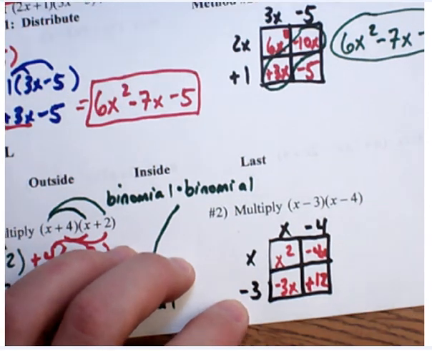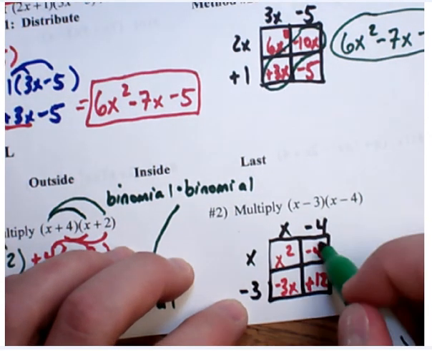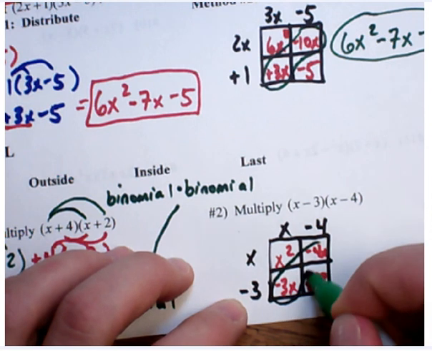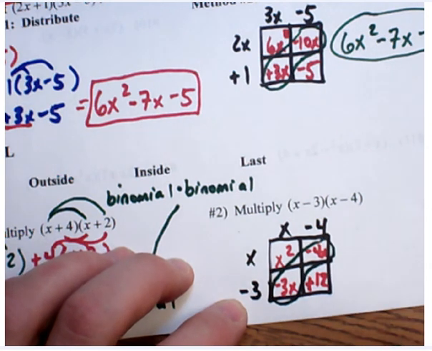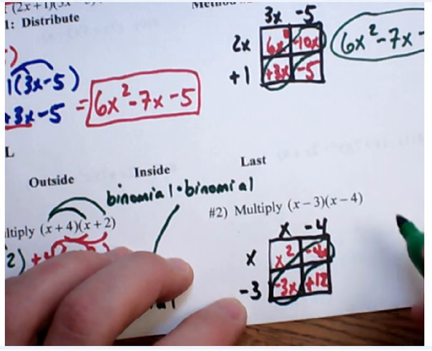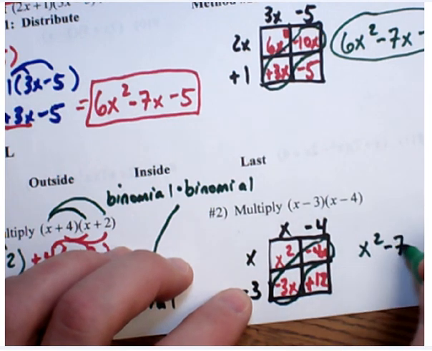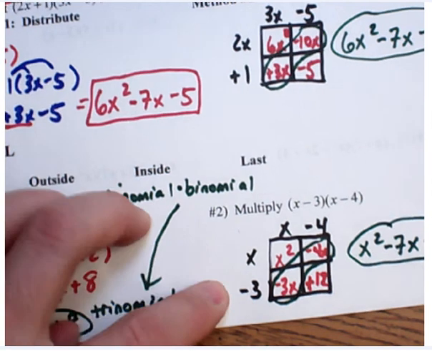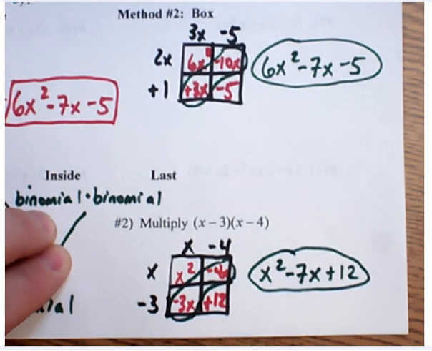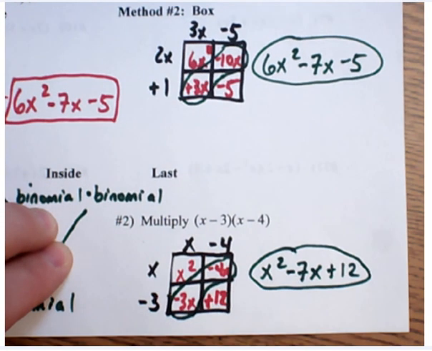All right, question. Can we combine anything? Yes, we can. Negative 3x plus negative 4x. So we get x squared. Negative 3 plus negative 4 is negative 7x. Don't forget the x, plus 12. And what we'll do is flip it onto the back and we'll do a few more examples.